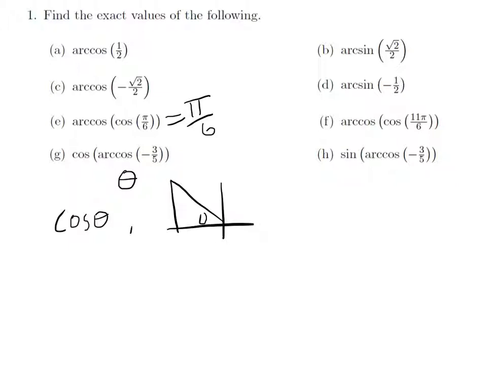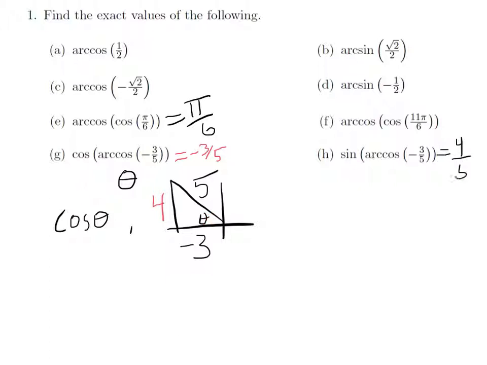Cosine is adjacent over hypotenuse. We can then fill out the Pythagorean theorem and get 4. They're looking for cosine of that angle, which is negative 3/5. In this case they just reduce, because negative 3/5 is in the domain of arc cosine. Now sine of arc cosine of negative 3/5, basically the same thing, but we're looking for sine of this information. Sine would be 4/5, so this value would equal 4/5.